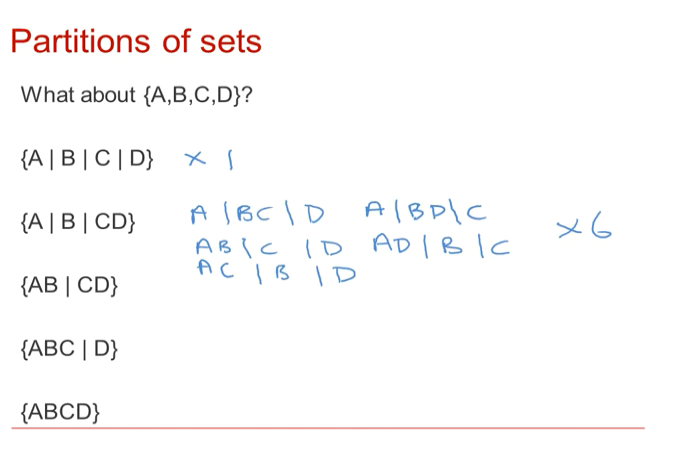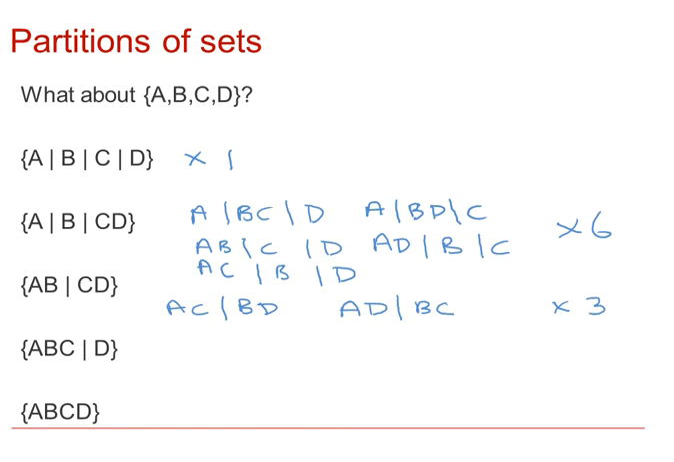If we look at putting them in pairs, we have here the option A, B and C, D, but of course AC could go together, leaving B and D together, or A could go with D, leaving BC together. So there's only 3 of those options.